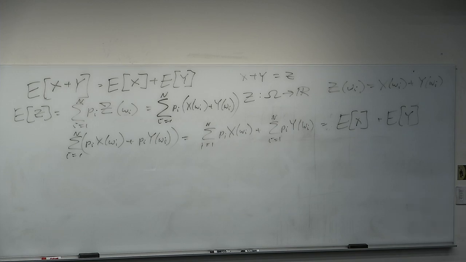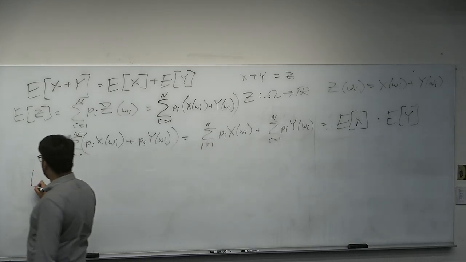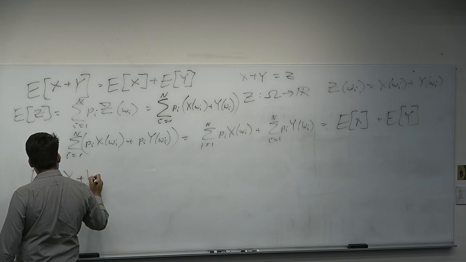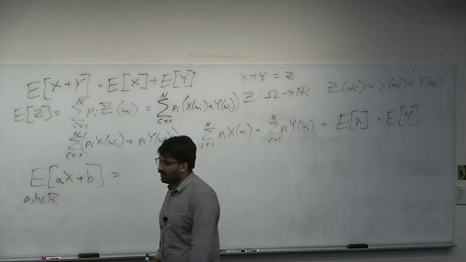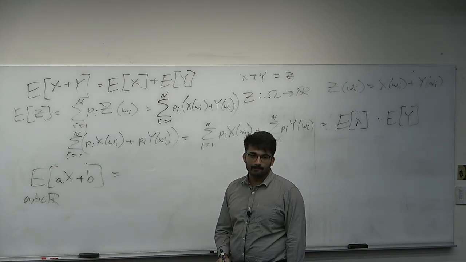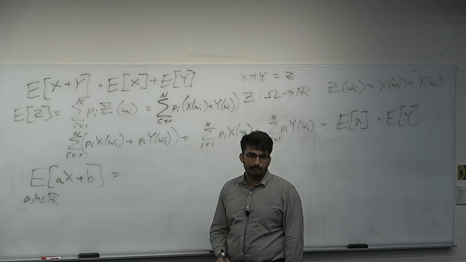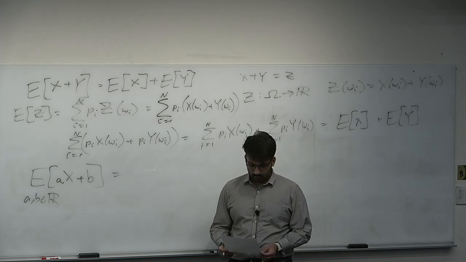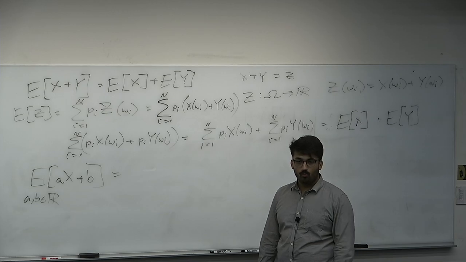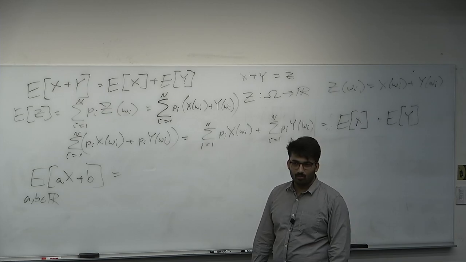Again, whenever given a mathematical theory like this, you should make sure it corresponds to your intuition about the way the world works. Calculus should correspond to your intuition about physics. This corresponds to your intuition about uncertainty, about payoff. Similarly, the expectation of ax plus b, where a, b are real numbers. What do we think the expectation of ax plus b should be equal to? I think it's a E[x] plus b.